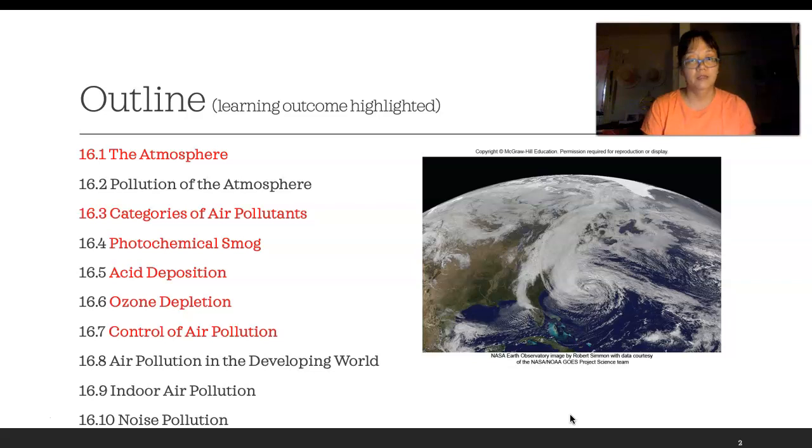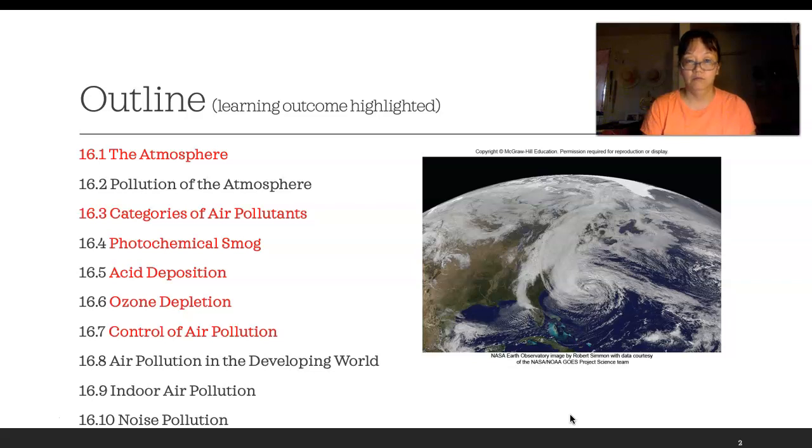And my emphasis will be the layers of the atmosphere. I want you to understand the pollutions of the air very well. And I definitely want you to know what the primary pollutants and the secondary pollutants are. And unfortunately, you have to remember the 6 criteria air pollutants defined by EPA.